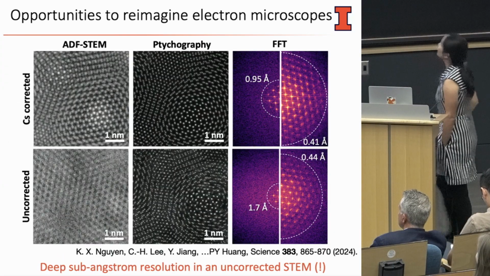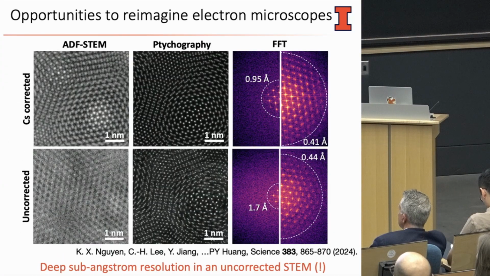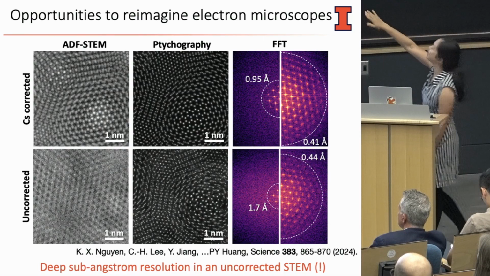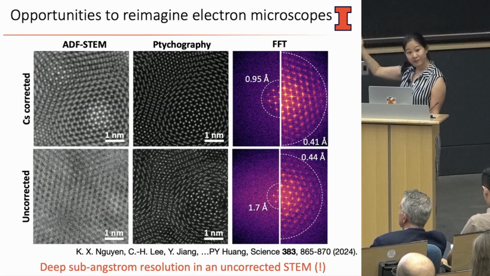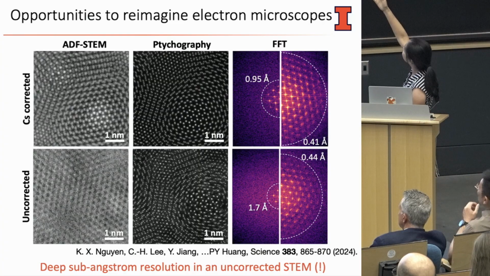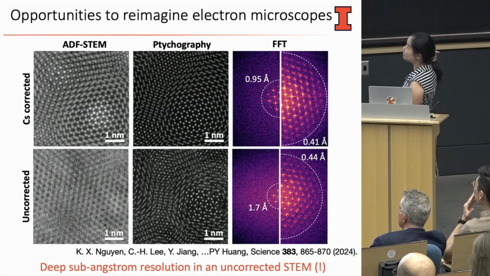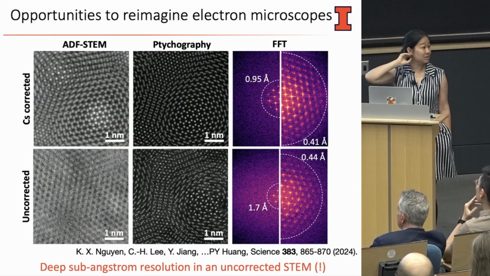Let me show you some work from my own group. On the top, we have our aberration-corrected microscopes, the best conventional imaging mode money can buy. You can get just under an angstrom with that microscope. But once you do ptychography on the microscope, now we have 0.4 angstrom resolution.